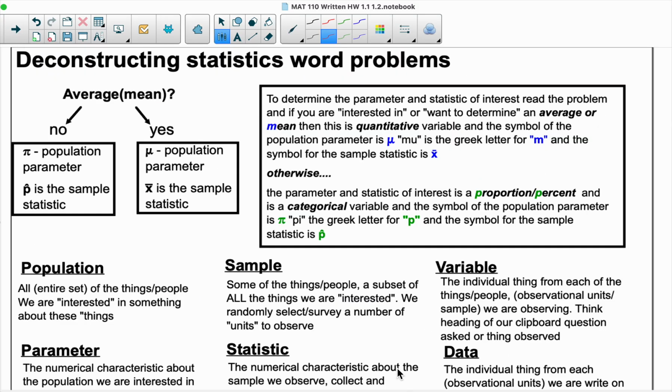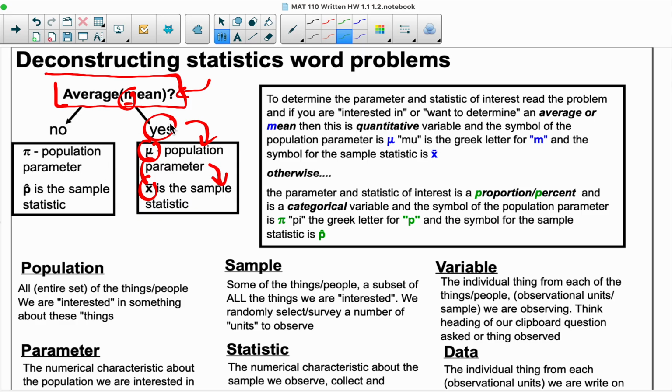Okay, last one on this chart in this video is here's my key for deconstructing word problems. So what I want you to do first is look in the problem to see, does it say average or mean? A lot of times it's easier to distinguish if we have quantitative data versus categorical data. So I want you to read the problem. If it says average or mean, something we're interested in, if it says yes, then I know I'm dealing with a population parameter of mu, M and M, and I know that in the sample that I take, it's X bar. X bar always goes with mu.